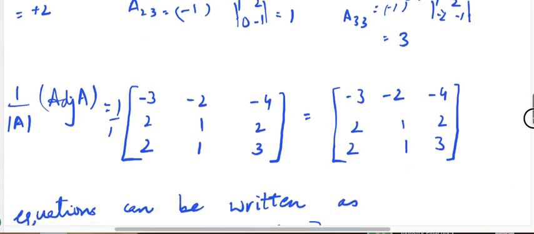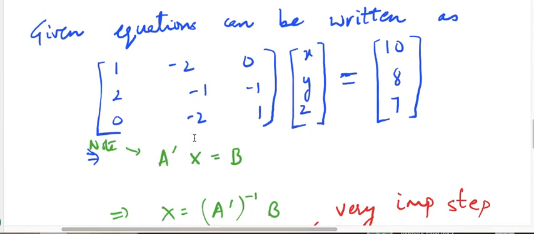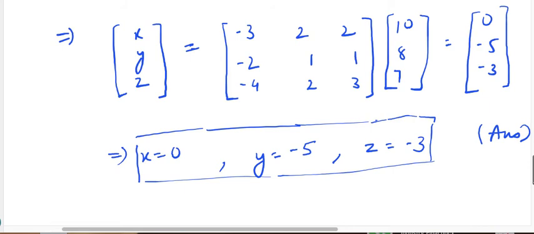For those who have forgotten how to find A inverse, the rest I have explained: how you have to convert the equations into matrices. The only important thing was, here in place of A you are having A transpose, and X will become A transpose inverse, and transpose and inverse can be interchanged so that X is equal to A inverse transpose into B. And when you solve, you get your values for X, Y, Z. I hope this problem was clear to you.